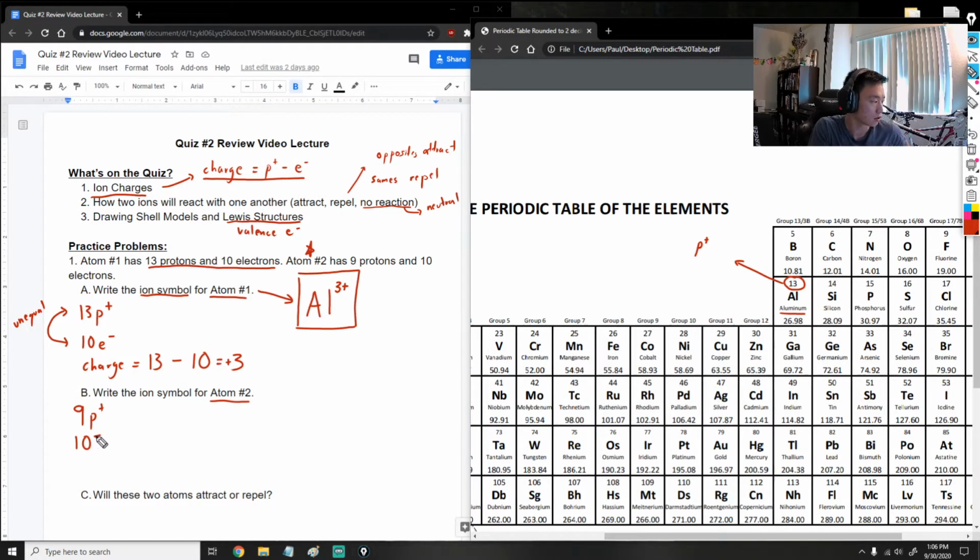Okay, so what we're going to do is go on the periodic table and look for the atom that has 9 protons. It should be the element with the 9 on the top. And it looks like it's right here. So the element that has 9 protons is fluorine. Okay, and the symbol is F.